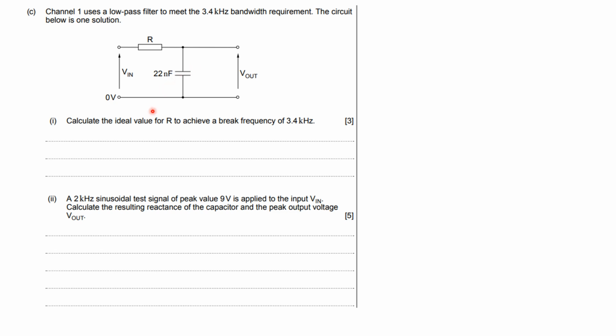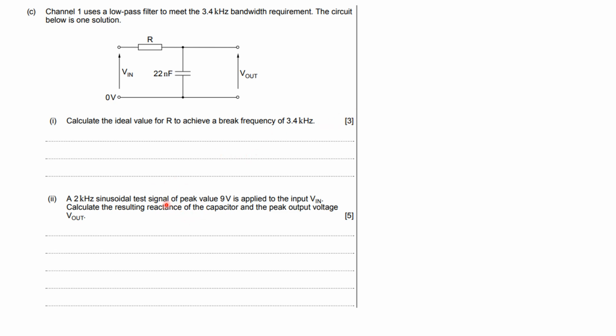Okay, so ideal value for R to achieve the break frequency. So break frequency, F equals 1 over 2 pi RC. So there's one unknown, which is the R. So basically R goes up, it's like an L shape. R goes up to the top, F goes down, they swap positions. So R equals 1 over 2 pi FC. So you've been given all those values, press equals on your calculator. 3 marks, wow. This is dead easy.